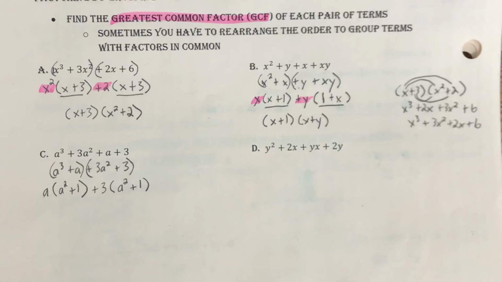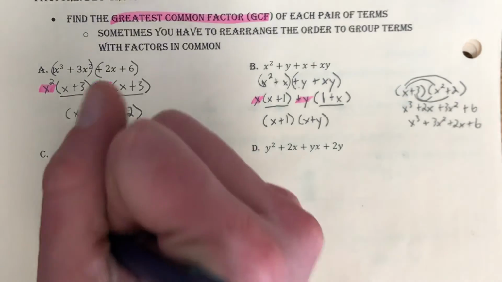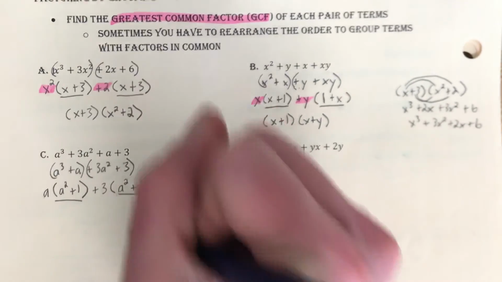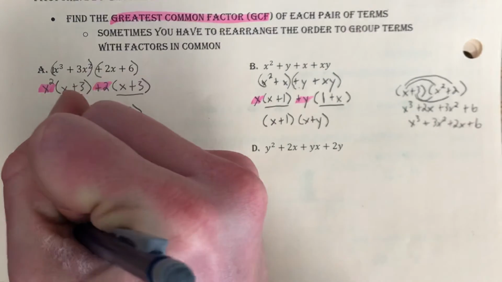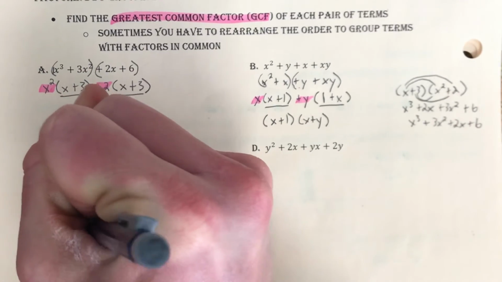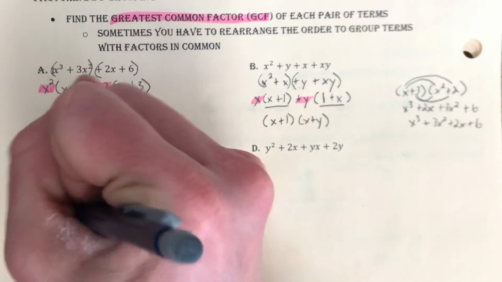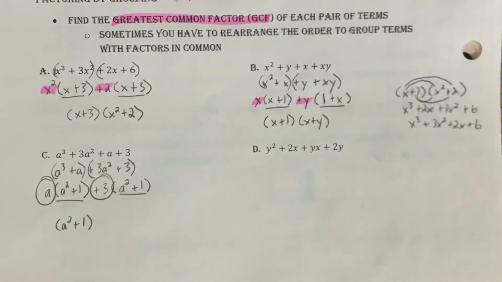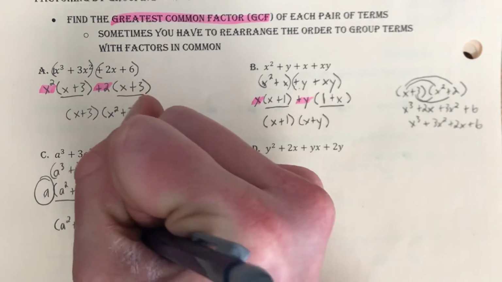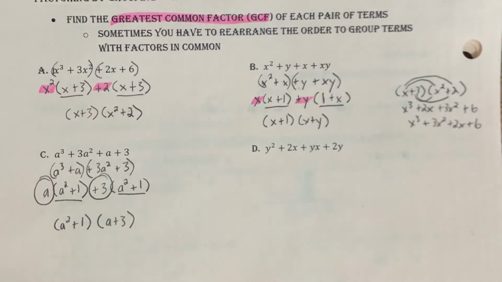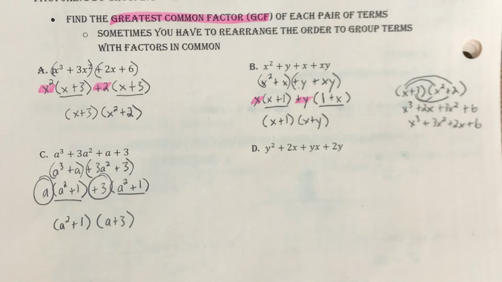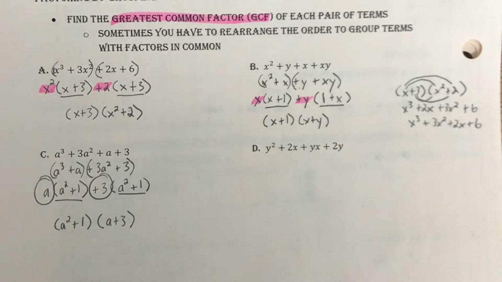Now, if I did my grouping correctly, I should have the same thing inside parentheses, which I do. So there's my first parentheses, a squared plus 1. My second parentheses is what's out front here, so a plus 3. So I'm going to put that a plus 3 as my second parentheses. All right, well, hope you got that correct. Now I'd encourage you to try example D on your own, then check your answer with mine.